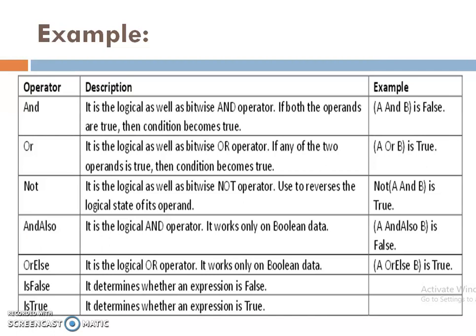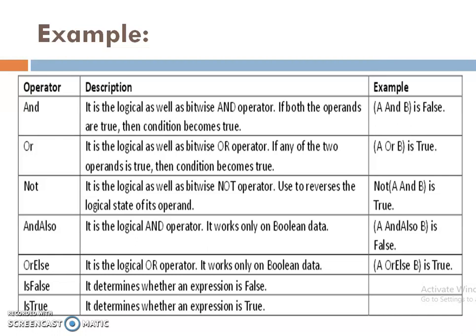Now we first use the AND operator on variables A and B, A and B. It gives the result false. We use the OR operator on variables A and B. It gives the result true. Now we use the NOT operator on variables A and B, Not. It gives the result true.